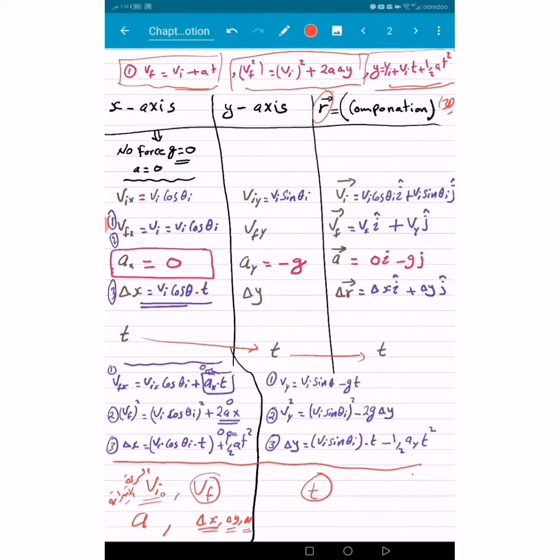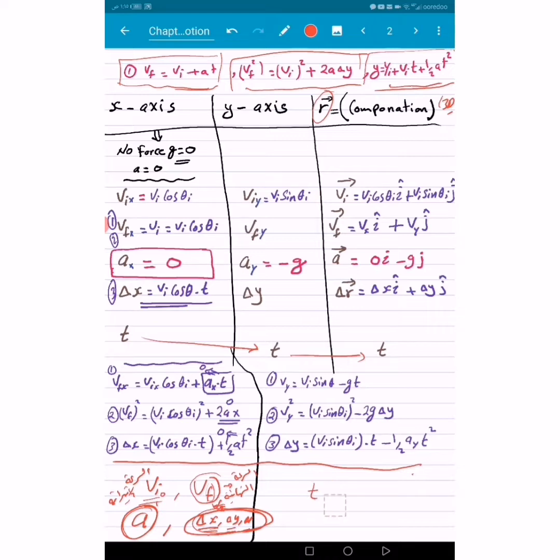V final, the final velocity. In some other references it is V only, or V2, or here V1, so it depends on the references, but here we used V final, with a small f. Acceleration, the distance or displacement in each component, and the time. So these 5 important variables you must know about.